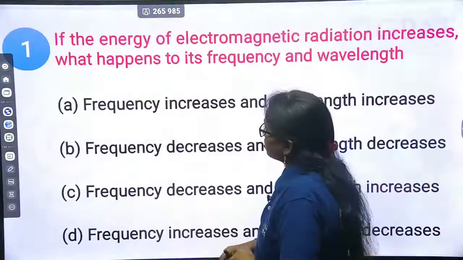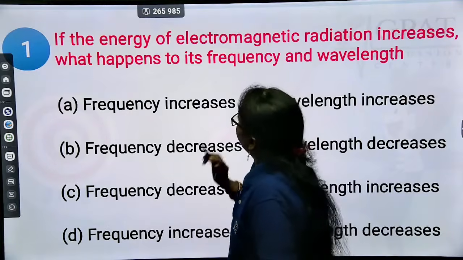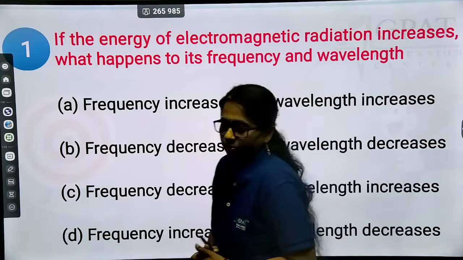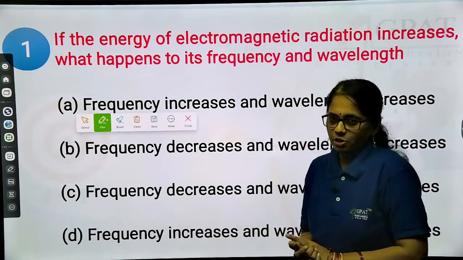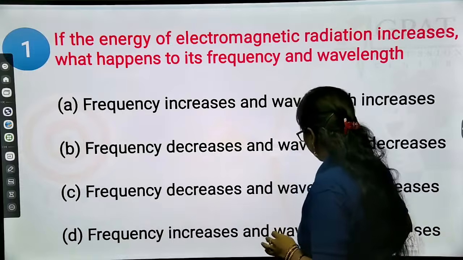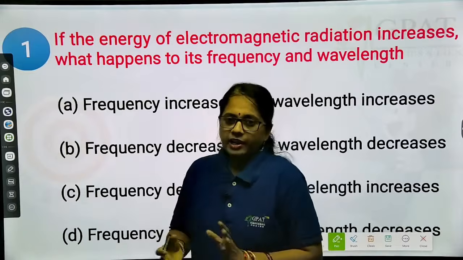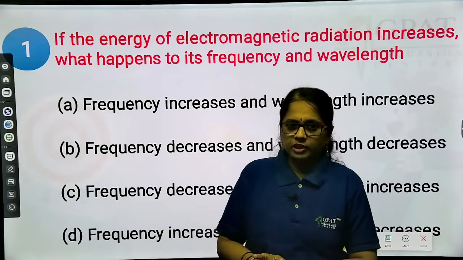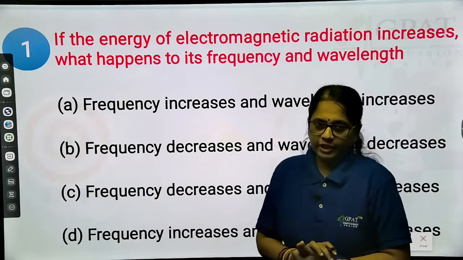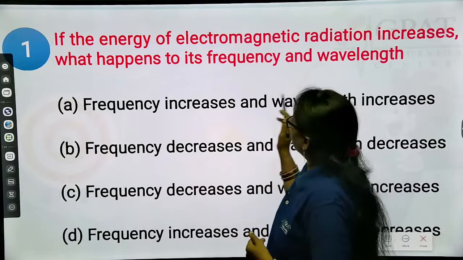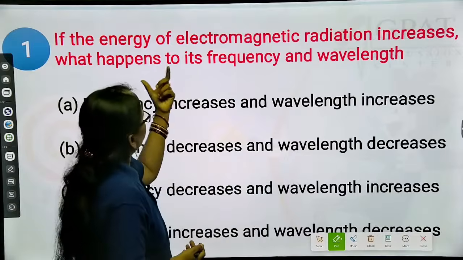So the first question in this GDC analysis weekly test is about the energy of electromagnetic radiation. These are spectroscopy-related questions, the basic introduction to spectroscopy. Basic means you are going to see what electromagnetic radiation is, what the wavelengths and wave numbers are, and the energies, and how these are related. So the question is: if the energy of electromagnetic radiation increases, what happens to its frequency and wavelength?